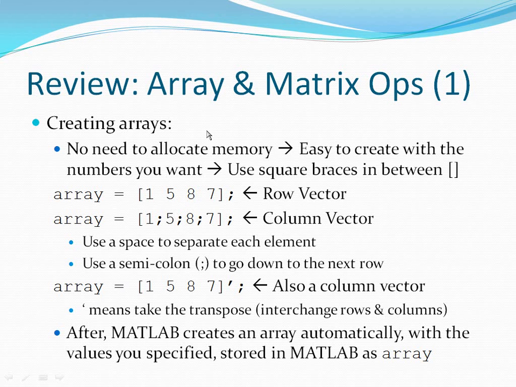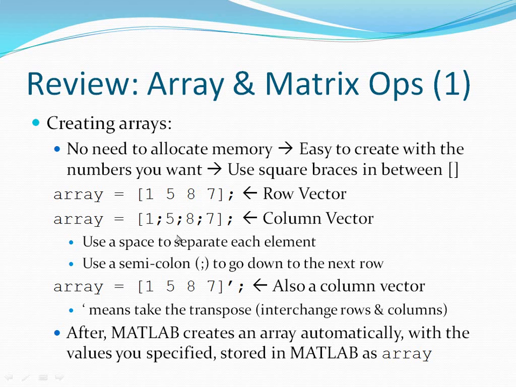If you want to create a column vector, all you've got to do is use a semicolon to go to the next row. So you'll do 1 semicolon 5, and this is the second row, third row, and then fourth row. The spaces skip over the columns, and the semicolons skip over to the rows. That's one way to create a column vector.